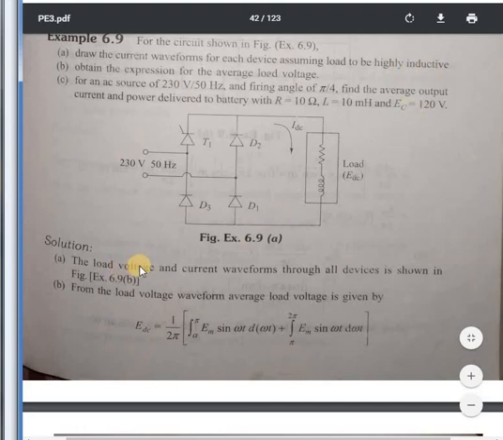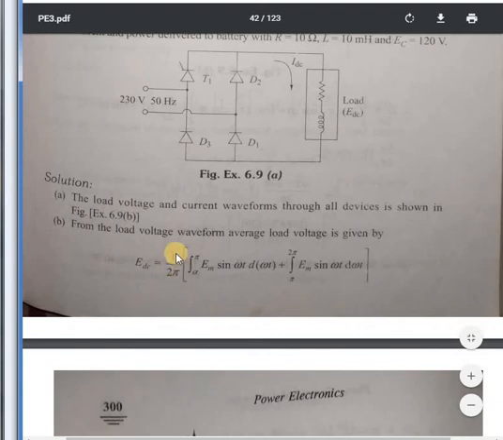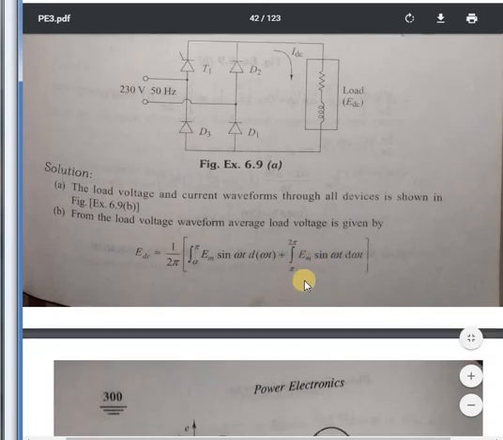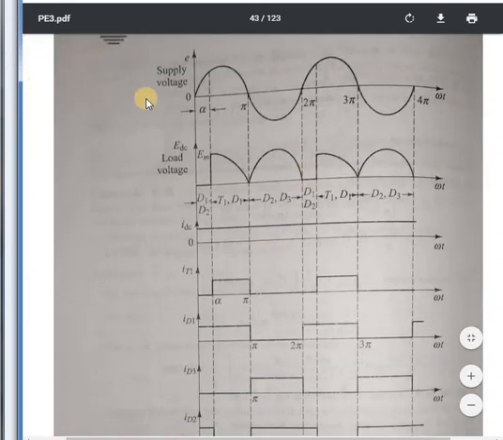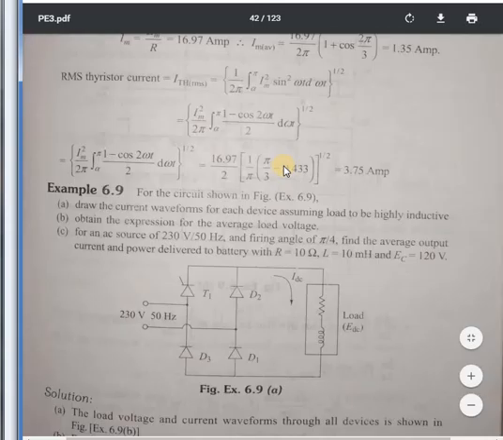So you have to find out the load voltage and current of all the devices, and the load voltage waveforms are to be calculated. VDC is equal to 1 by 2 pi of the integral from alpha to pi of Em sin omega t d omega t, and from pi to 2 pi of Em sin omega t d omega t, for two different half cycles. Since this is the supply voltage, it will be conducting like this, because it is a diode, it will be conducting for the whole cycle during the period pi to 2 pi.